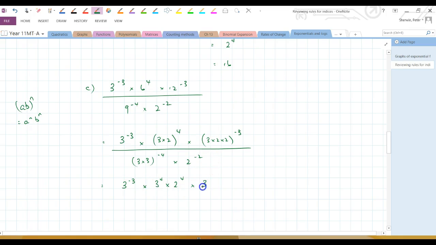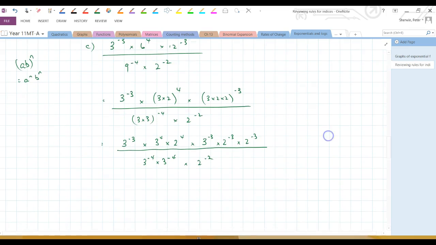Now over here I've got 3 to the minus 3 by 2 to the minus 3 by 2 to the minus 3. And now I've got a whole string of terms, but they've all got bases 2 and 3 now. Underneath, 3 to the minus 4, sorry, 3 to the minus 4 down there, times 2 to the minus 2. So now what I can do is work with my numerator and my bases of 3 and just add the powers together because it's all multiplication.